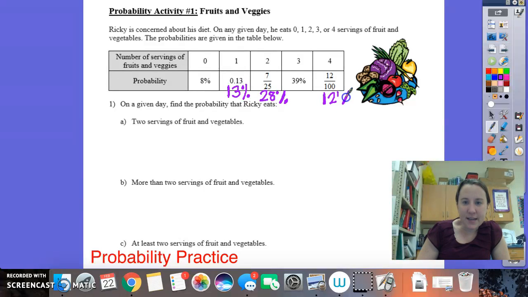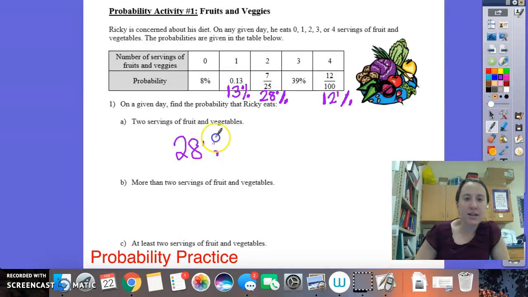This first question says, what is the probability that on a given day, Ricky eats 2 servings of fruits and vegetables? That is right in your table. So 2 servings of fruits and vegetables, right here, 28%.